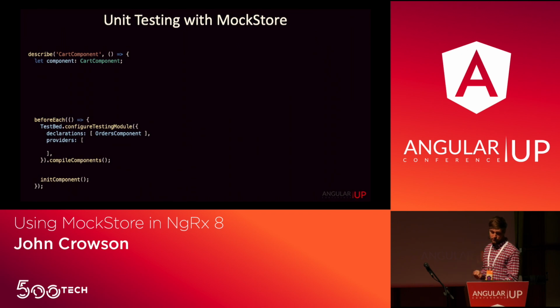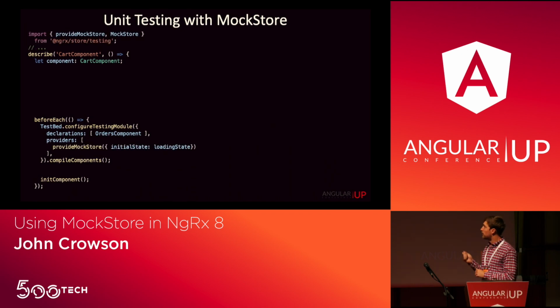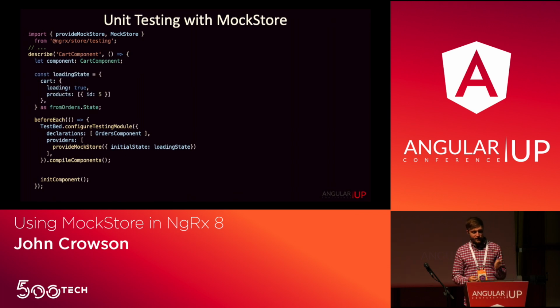The first thing we need to do is import provideMockStore and the MockStore object. We then put that into our providers array, passing in the initial state that we want to use. In this case, I'm going to use the loading state as my base state for all of my tests. I then need to create my loading state object. And here, loading will be true, which is how it's a loading state.